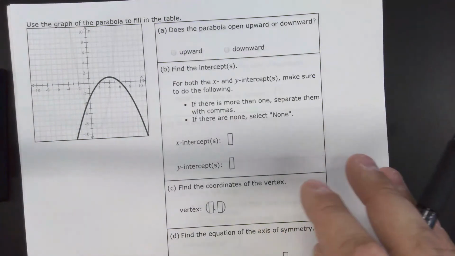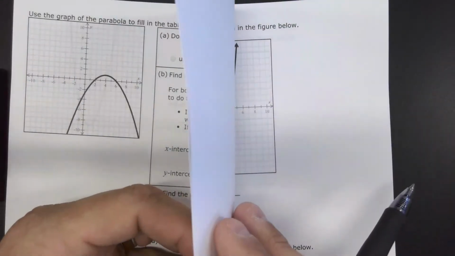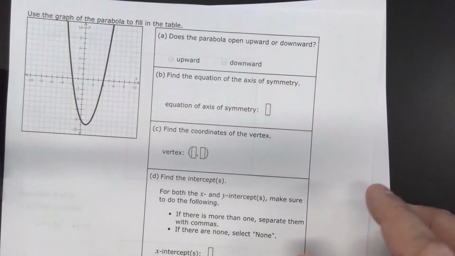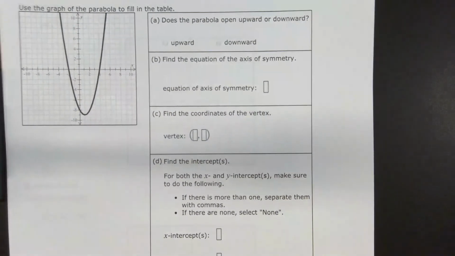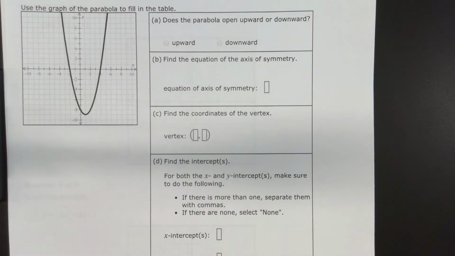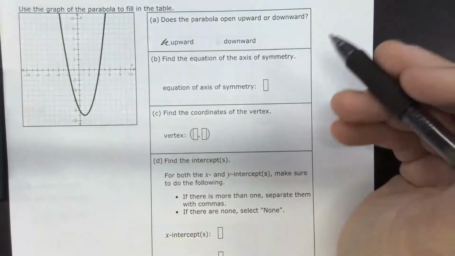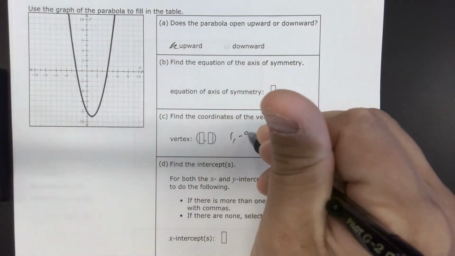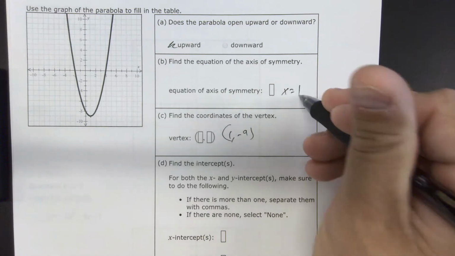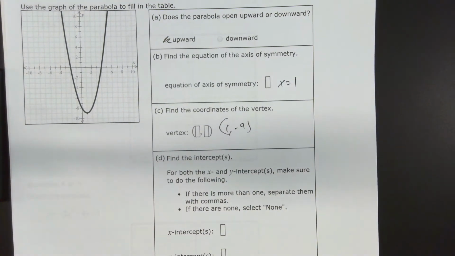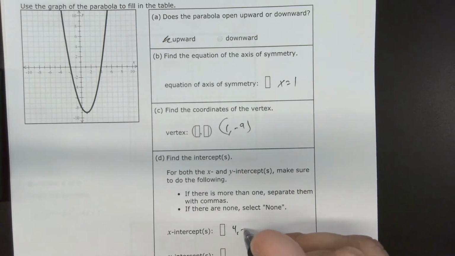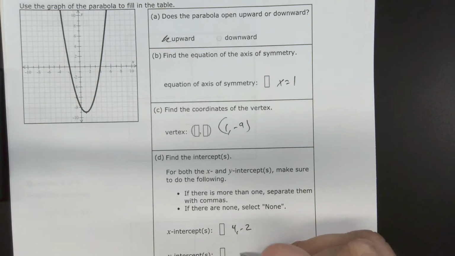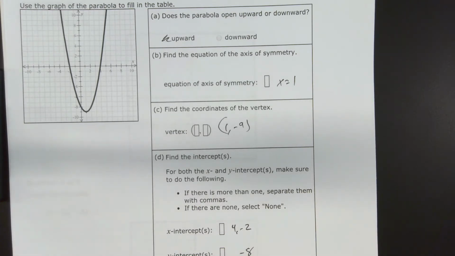Okay. Actually, I don't want that one. So once again, it's going to open upward. I'm going to do the vertex. The vertex is 1 and negative 9, which means the equation of the axis of symmetry would be x equals 1. Remember, you have to add x equals or it'll mark it wrong. The x-intercepts are 4 and negative 2, and the y-intercept would be negative 8. Any questions on how to describe a graph?